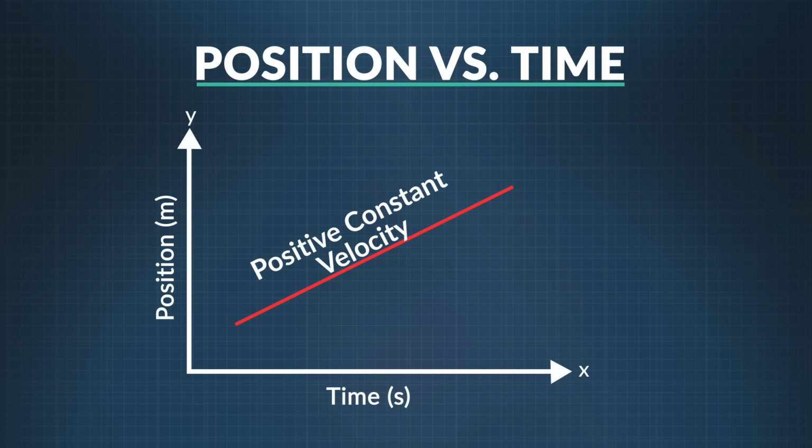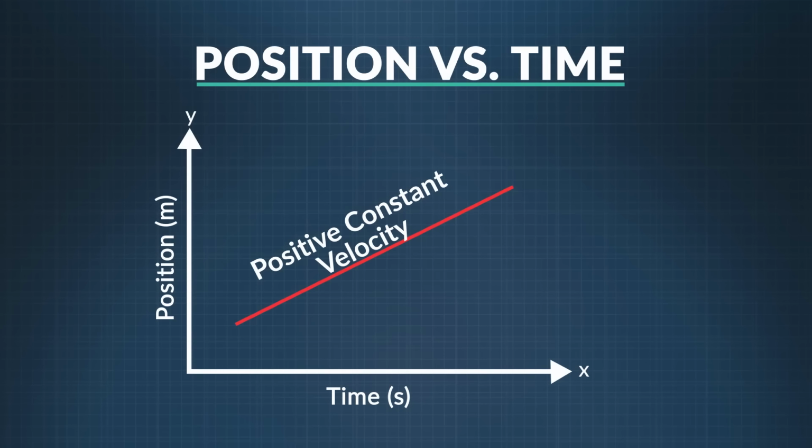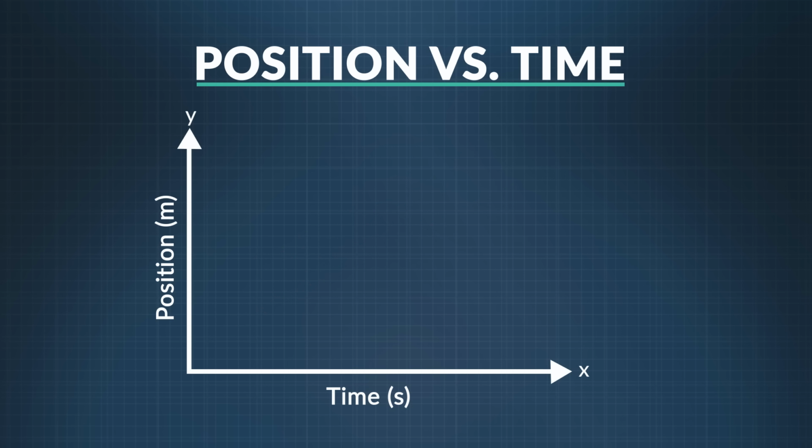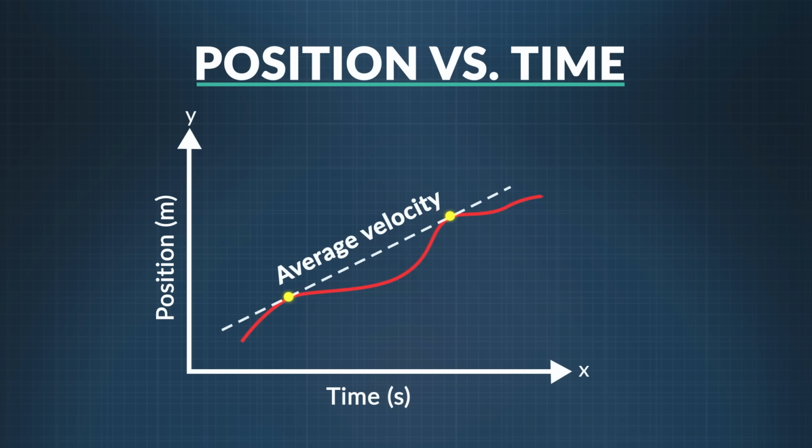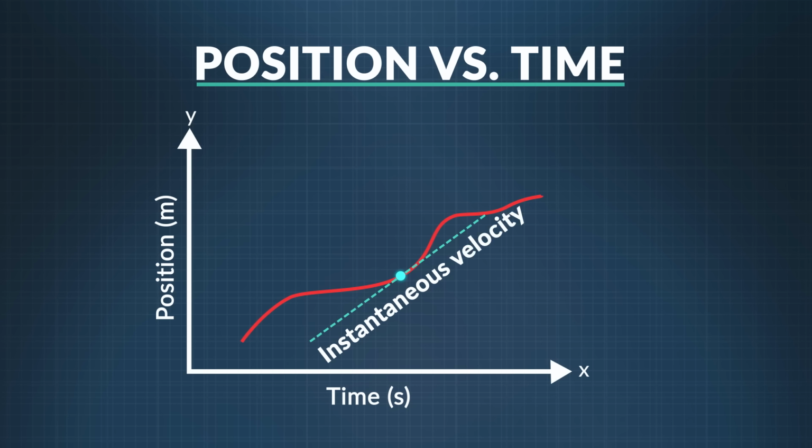By looking at the slope of the line in a position time graph, we can learn about an object's velocity. It makes sense that this object is moving at a constant velocity because the slope of the line is not changing. We're covering the same amount of distance in the same amount of time. We can calculate the constant velocity by finding the slope of this line. If the velocity wasn't constant, we can calculate the average velocity by drawing a line between 2 points in time and finding the slope of that line. If we want to know the instantaneous velocity, or our velocity at a given point in time, we can draw a tangent line from that point in time and find the slope of the tangent.